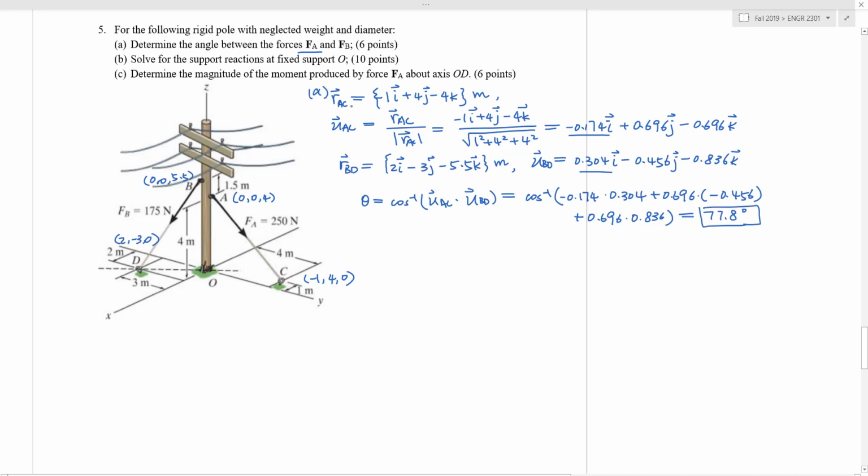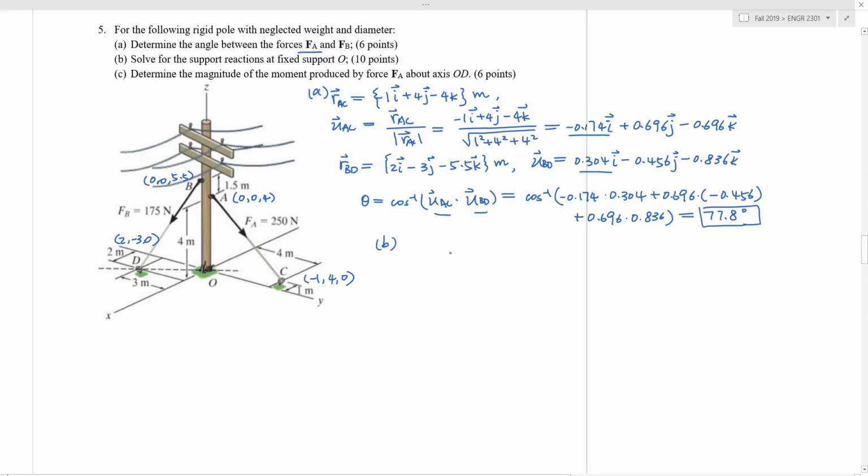If you say, well, part A says that it's the angle between the two forces, FA and FB, you found the angle between two unit vectors. Doesn't matter, it's the angle between these two directions. UAC and UBD represent the directions of FA and FB.